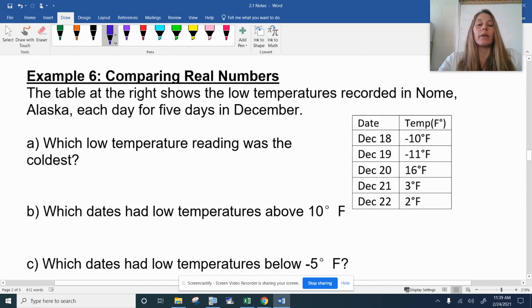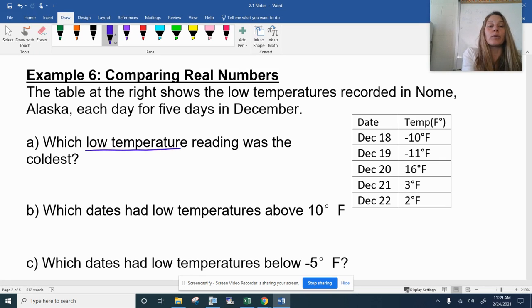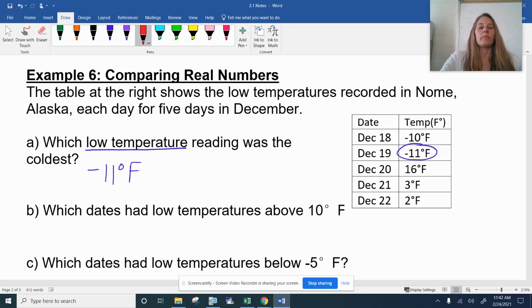All right, comparing real numbers. The table at the right shows the low temperatures recorded in Nome, Alaska each day for 5 days in December. Which low temperature reading was the coldest? So all of them are low temperatures. We're looking for the lowest of the lows, so to speak, and that would be this one right here because it's the most negative. On the number line, it would be the farthest to the left. So this would be the -11 degrees Fahrenheit.